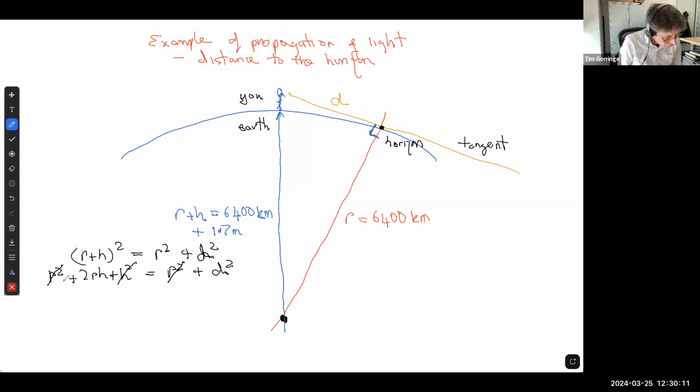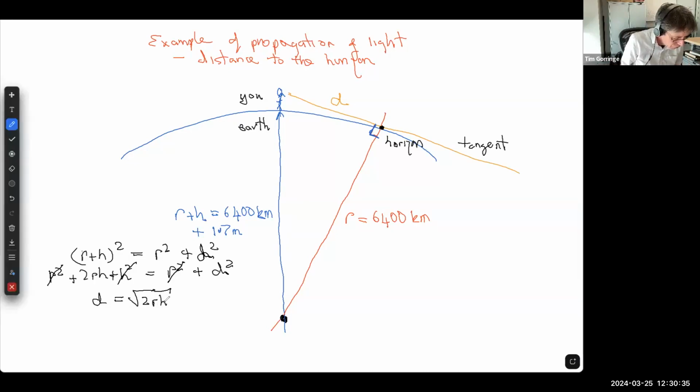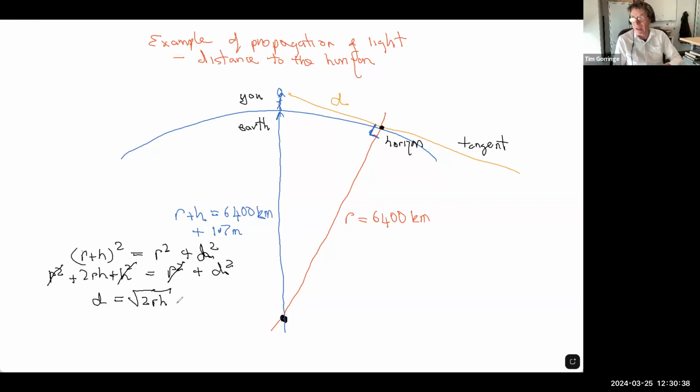Well, now I've got a rather simple equation that just says that the distance to the horizon, if I take the square root, is the square root of 2RH, where R is the radius of the Earth. It obviously depends on the planet we're standing on. The distance to the horizon will be different on the Moon. It would be different on Jupiter. So it makes sense it depends on the radius of the planet. And it also depends on the height of my eyes above my feet, above the surface of the Earth.